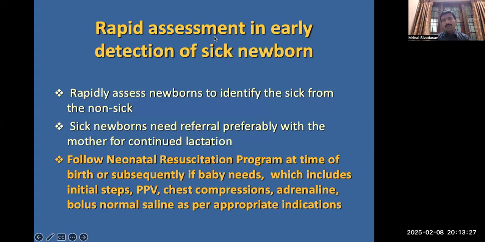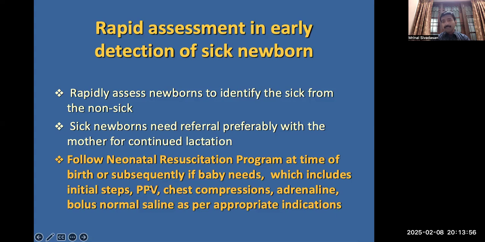First of all, we will assess the baby for any signs of sickness. We have to differentiate sick babies from non-sick babies. Sick newborns require a referral, preferably with the mother for continued breastfeeding. Newborn resuscitation at the time of birth or subsequently may be needed if the baby is very sick, which includes doing the initial steps and stimulation of the baby.